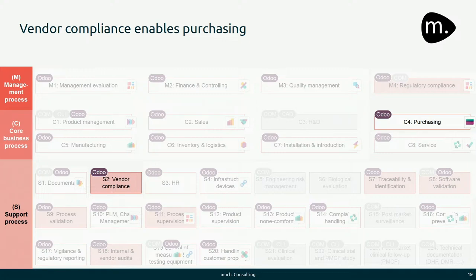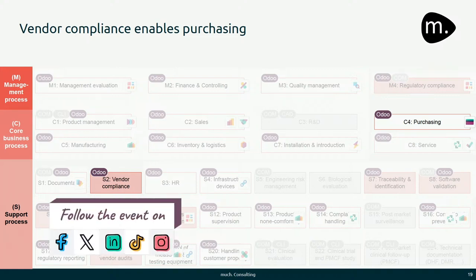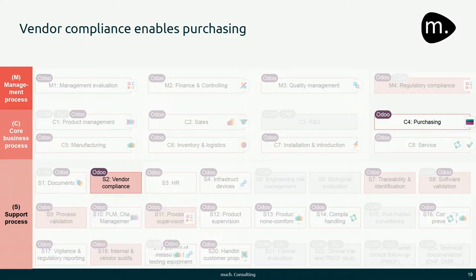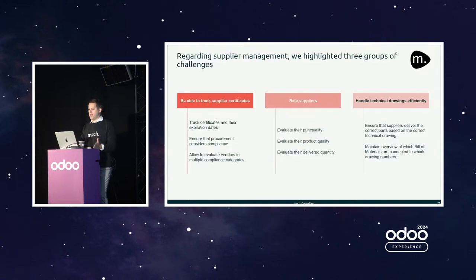The second example is a point where Odoo has basically no features: vendor compliance. You know, we have vendors, we have prices, we can negotiate, we have the RFQs, this is all great, but vendor compliance, making sure we have the right vendors and they have the right certificates, is something that doesn't really exist in Odoo standard in a way that Odoo enforces this compliance.